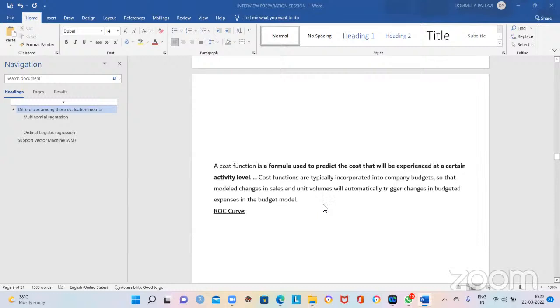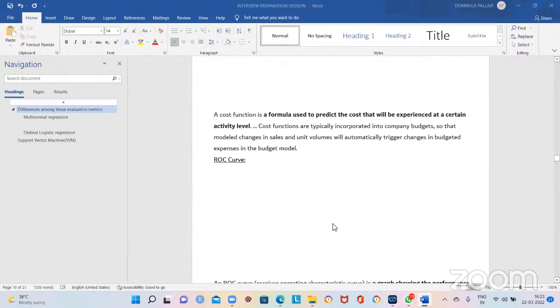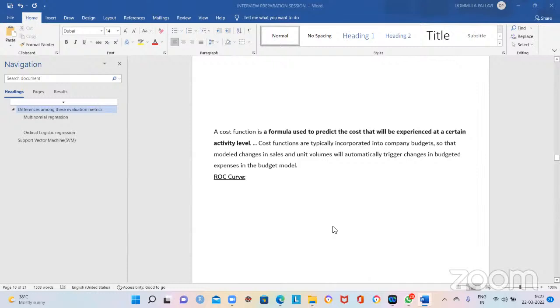Coming to the answer, a cost function is a formula used to predict the cost that will be experienced at a certain activity level. Cost functions are typically incorporated in company budgets so that modeled changes in sales and unit volume will automatically trigger changes in budgeted expenses in the budget model. Coming to the next one, what is ROC curve?